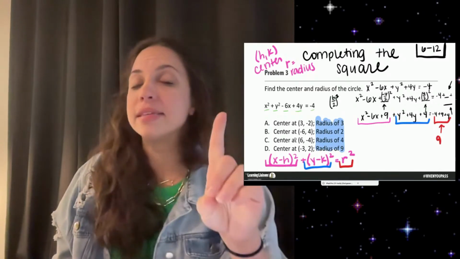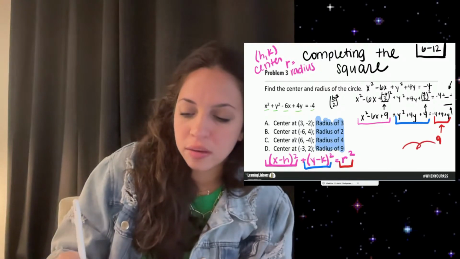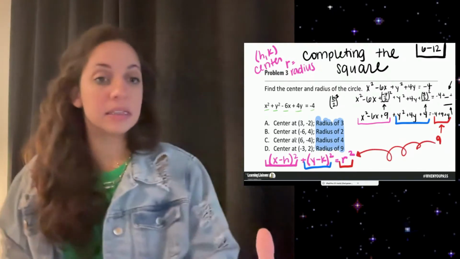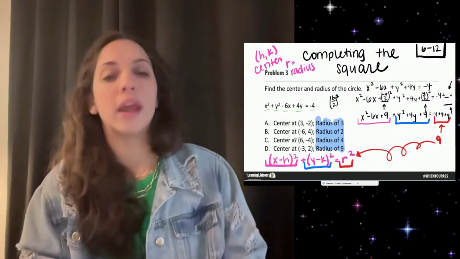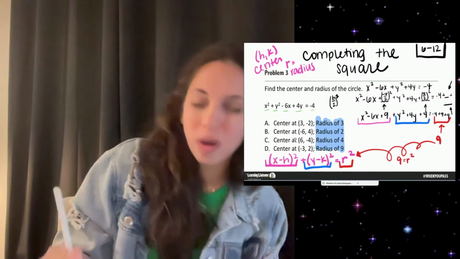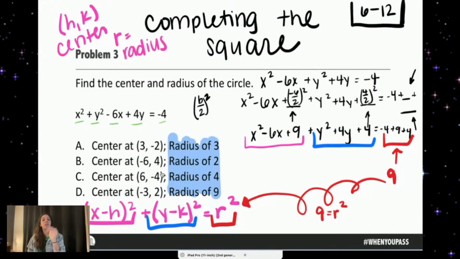My radius is not 9, though. Remember, the equation is formatted such that the r is squared. So 9 equals r squared, not r. So I need to square root the 9, which is 3, which automatically tells me that my answer is A.